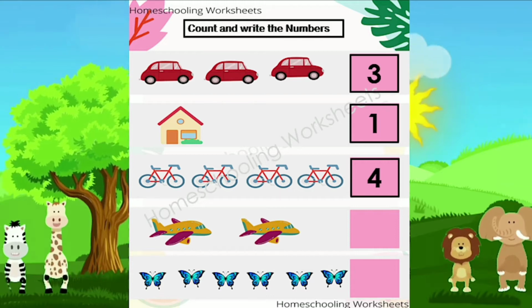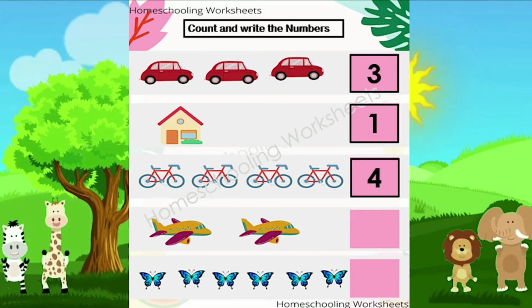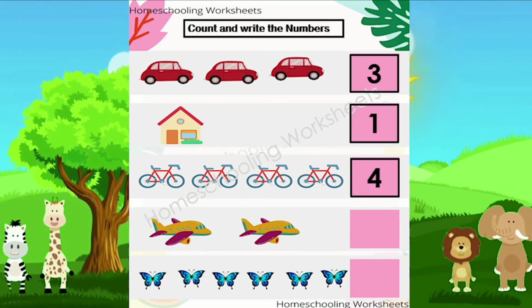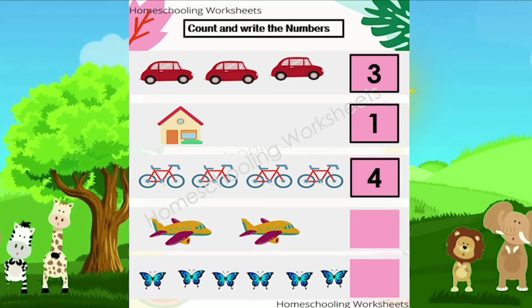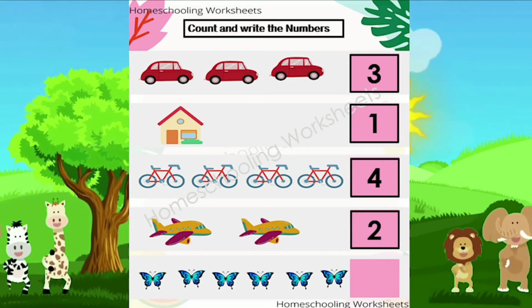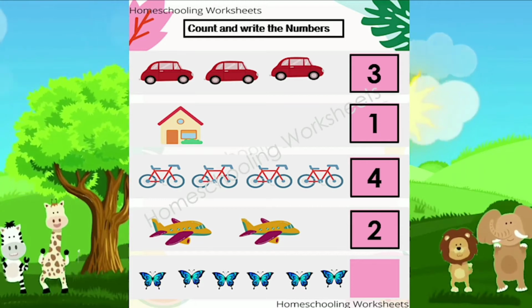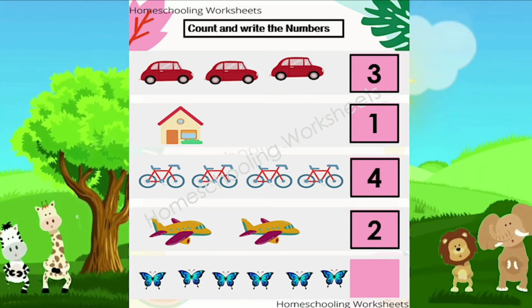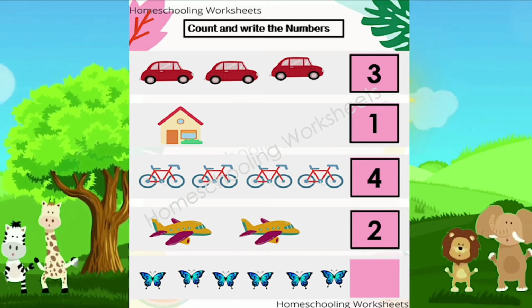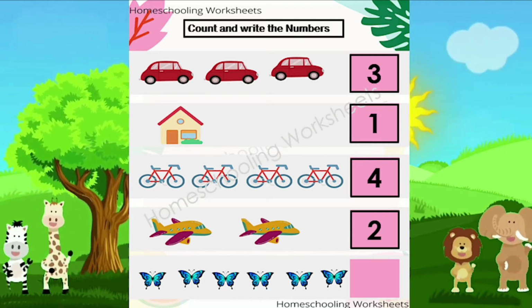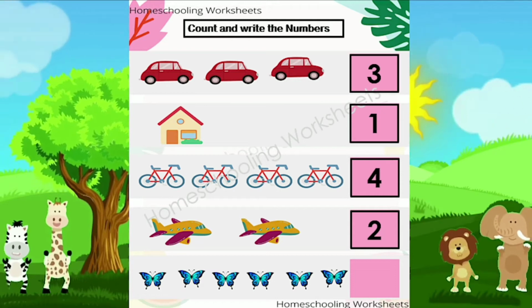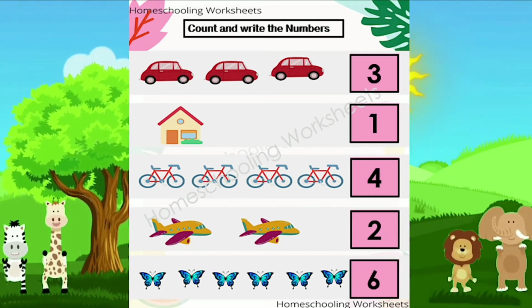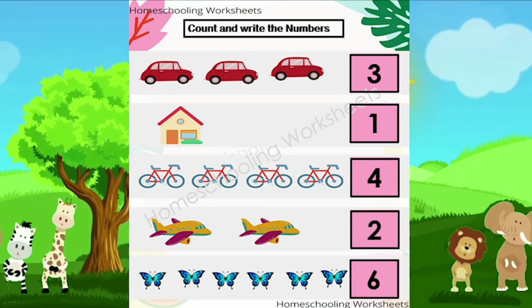How many aeroplanes are there? 1, 2. 2 aeroplanes. How many butterflies are there? 1, 2, 3, 4, 5 and 6. 6 butterflies are there.